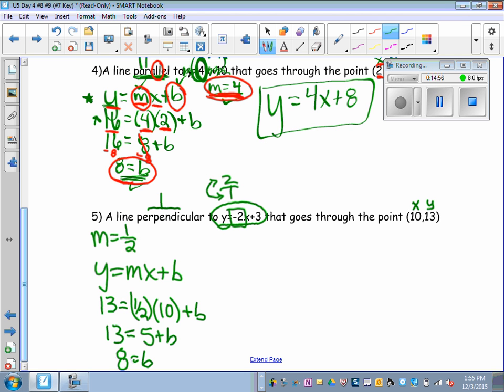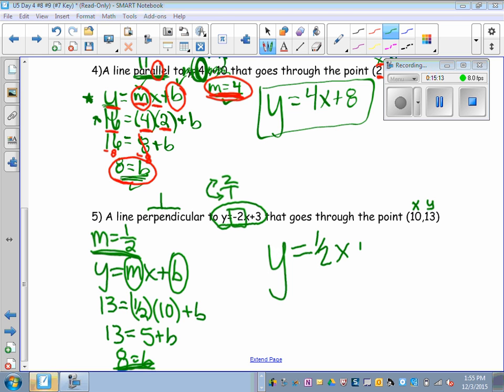Alright, so now I have my slope, I have my y-intercept. So let's put that in my equation. Y equals mx plus b. So let's replace my m and b. 1/2 x plus 8. That's my answer. So every single time you're going to start with y equals mx plus b. Alright, questions on the word?